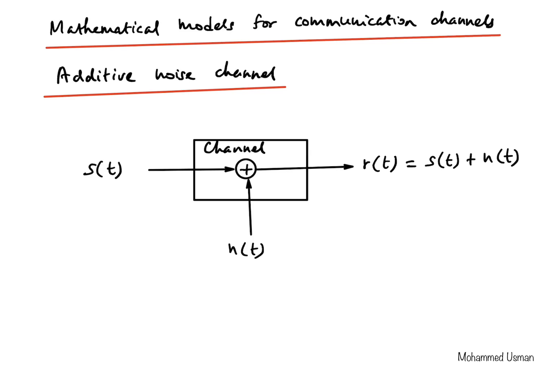And the additive noise component is always one of the omnipresent aspects in almost all types of channels. And in such a channel, the noise N of t is typically a random signal, and it typically has a Gaussian distribution.